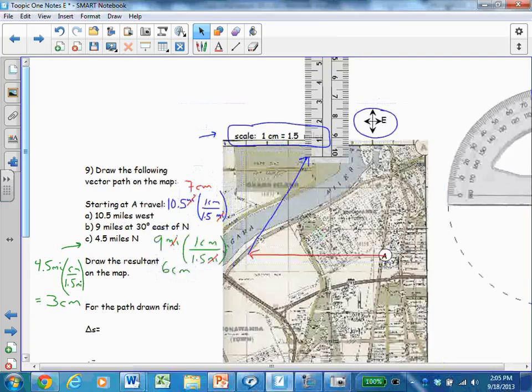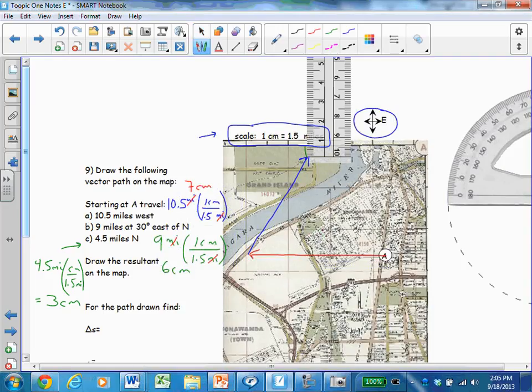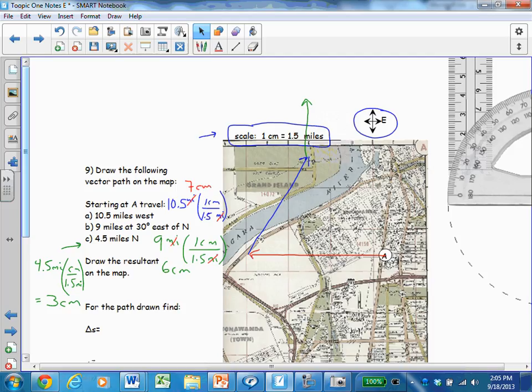So 3 centimeters north will take me, from the arrow of that one, up to there. Must have got moved or something. But anyways, so there's that. Now it says draw the resultant on the map. Well, the resultant, I can use my arrows up here. You have to use your ruler to use yours. The resultant starts where you start and ends where you end.